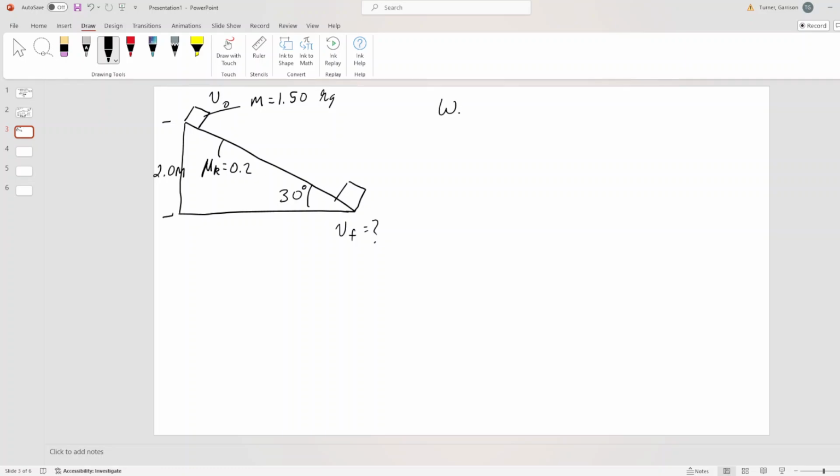So the work done by my non-conservative force, well, let's just write it out from the beginning. U initial plus KE initial plus the work done by my non-conservative force is equal to my potential final plus my kinetic energy final. Okay? So, first things first, when we walk through this, once again, we're going to have U grav initial. We could potentially have U elastic initial. And we can have U grav final and U elastic final.